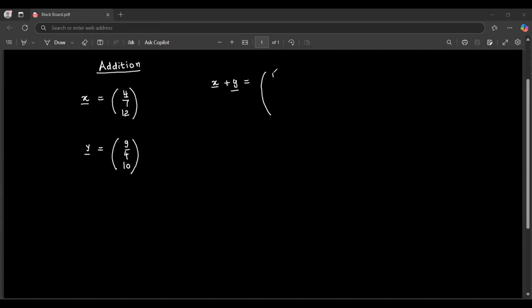So it will be 13. And then we have 7 here, 4 here, so it will be 11. Here we have 12, here we have 10, so it will be 22. So this is the addition part.